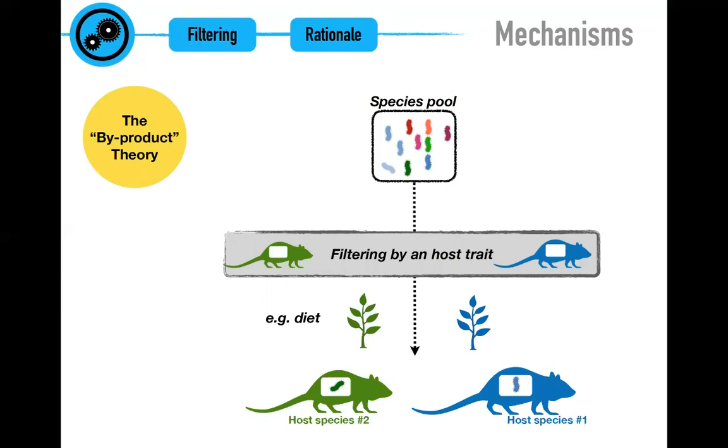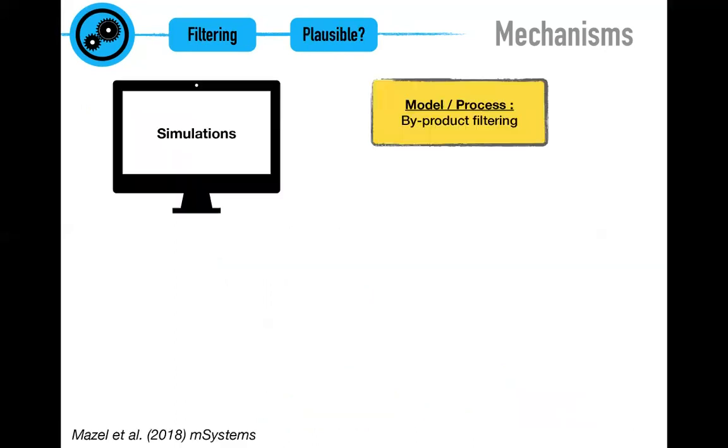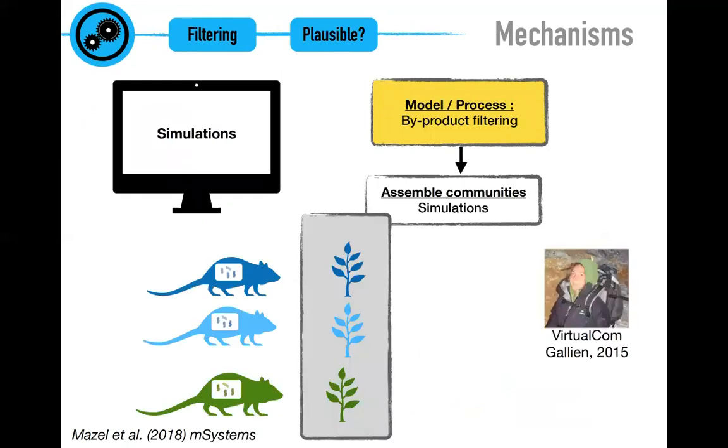And what I first did was to try to check whether this byproduct theory can be plausible. Can it explain the specificity we observe in nature, just from a theoretical point of view? To do that, I conducted a simulation where you start by assembling a microbial community with given processes. In this case, filtering by a host trait, but I didn't evolve the host trait to filter the microbes. I just assigned a trait to a host that would filter the microbes.